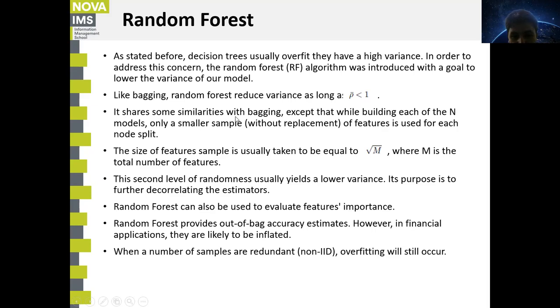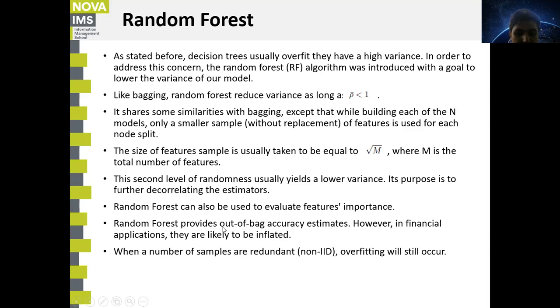It shares some similarity with bagging, except that while building each of the n models, only a smaller sample without replacement of features is used for each split. The size of the feature sample is usually taken to be equal to the square root of m, where m is the total number of features. This second level of randomness usually yields a lower variance. Its purpose is to further decorrelate the estimators. The random forest algorithm can also be used to evaluate feature importance.